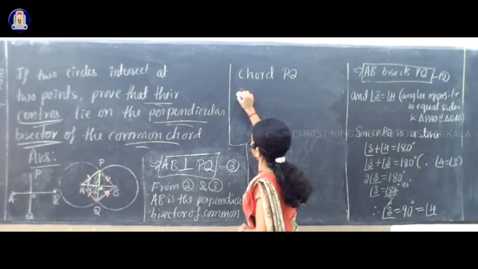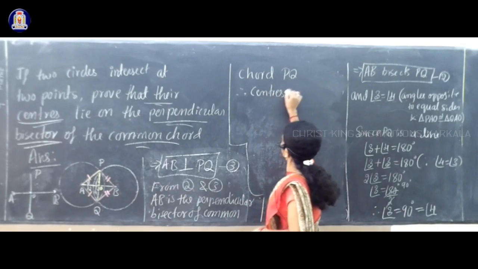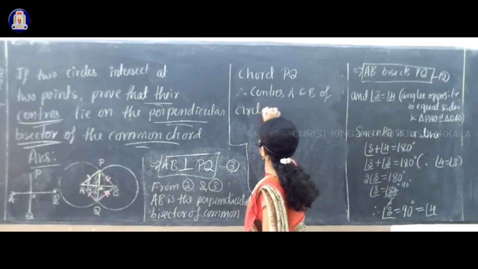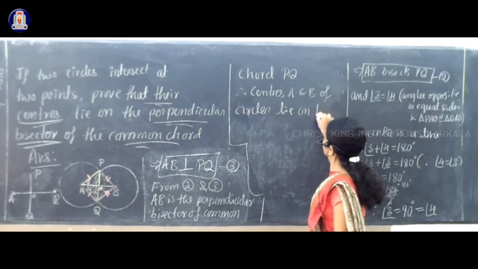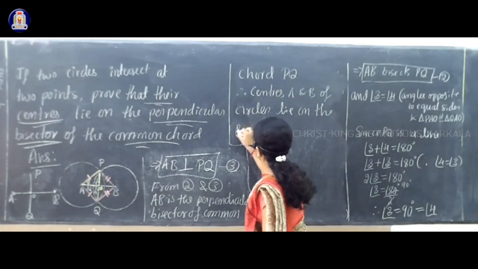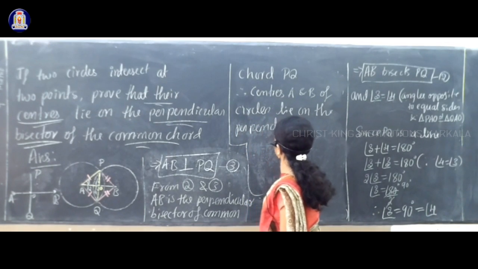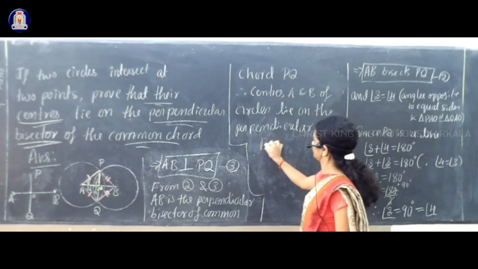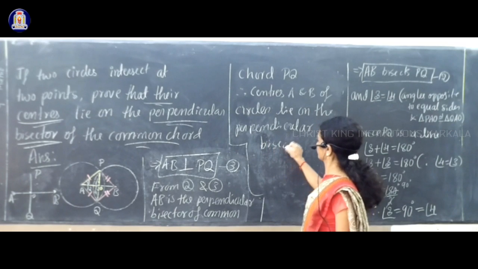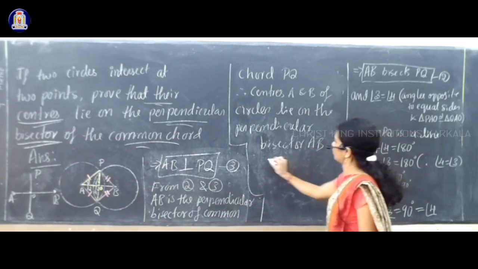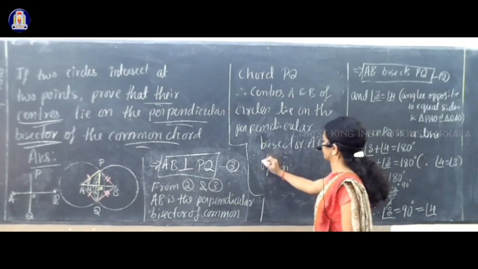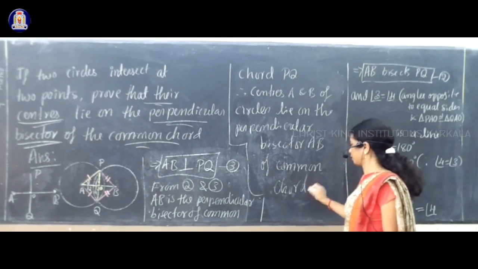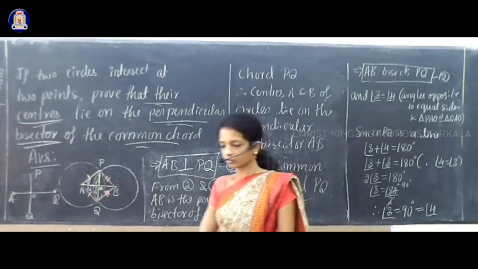So therefore centers A and B of the circles lie on the perpendicular bisector AB of the common chord PQ. So this proves this problem.